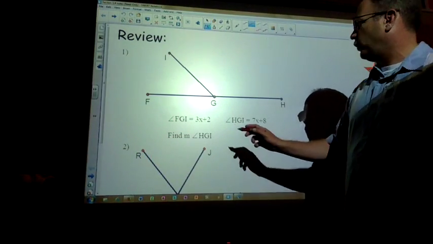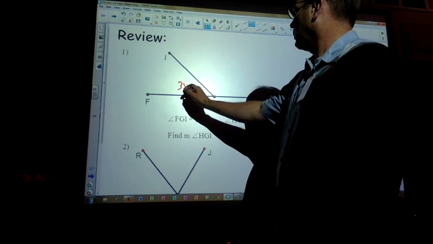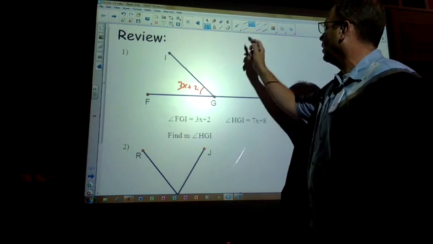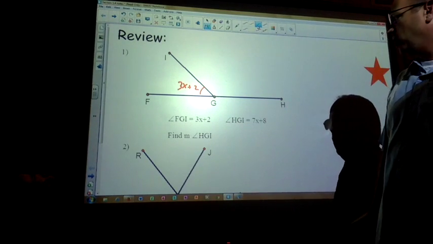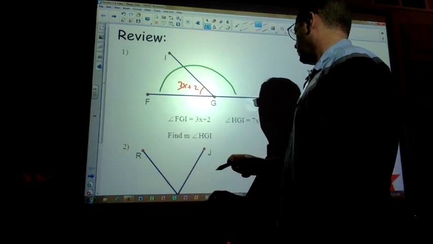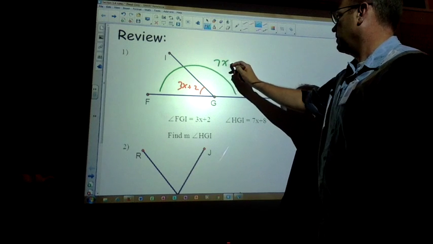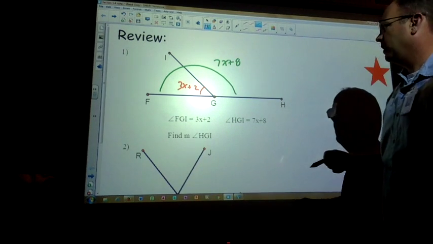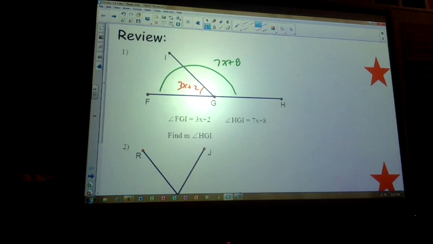So we know that FGI is 3x plus 2. That's that angle. Then this angle here, HGI, is the whole angle. So that would be 7x plus 8. And then we know that, find HGI.